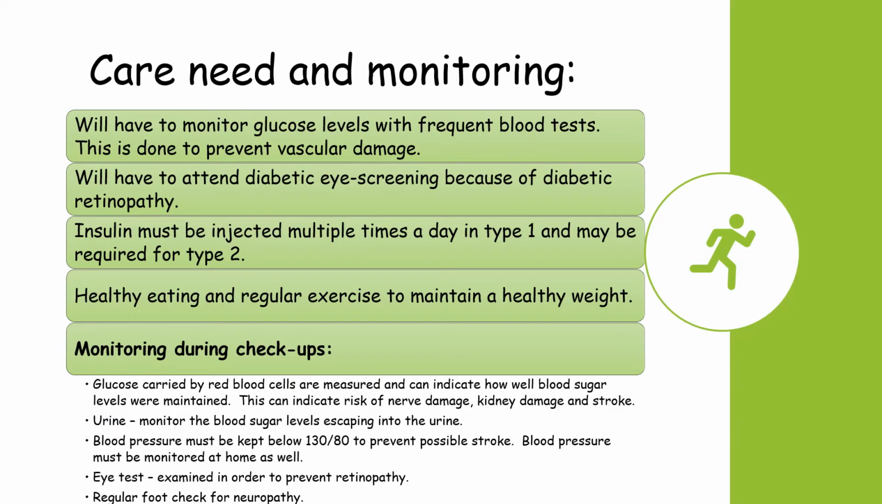You have to monitor glucose levels with frequent blood tests. They need to attend diabetic eye screening. Insulin must be injected multiple times a day in type 1 and may be required for type 2. Lots of type 2 diabetics can control it with their diet. Healthy eating and regular exercise is needed to maintain a healthy weight.